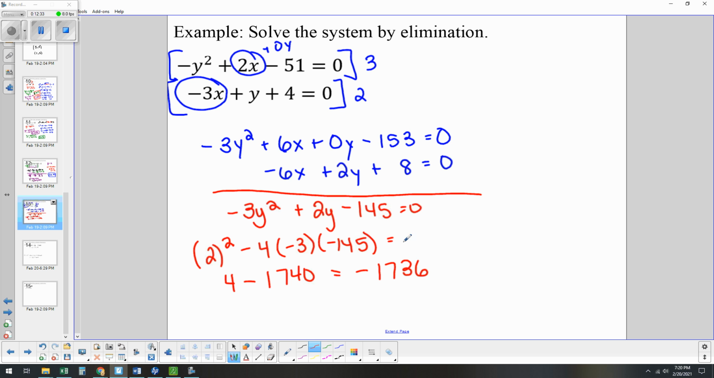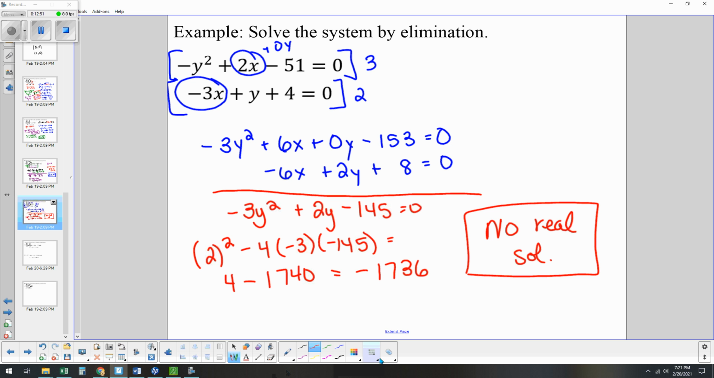If I try to put that under a square root, I'm going to get no real solution. So that's actually the answer to this. No real solutions, right? Or no solution. Either way, I'll take it. All right, so if when you go to solve, you end up with a quadratic formula problem and you get a negative discriminant, there's no real solution for that system.